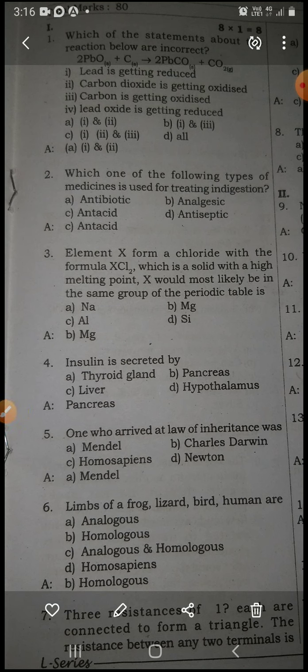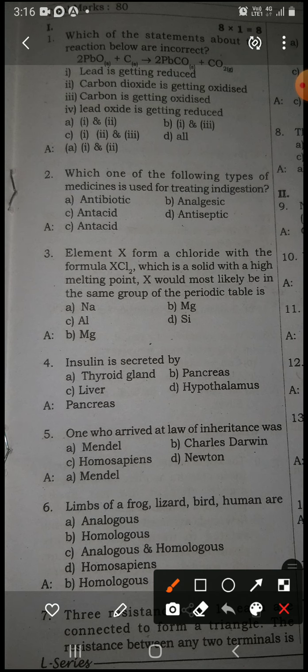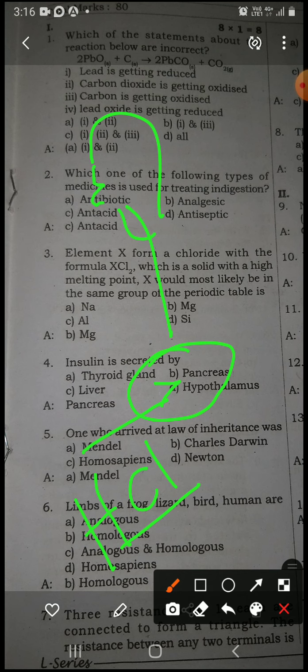Second question: which one of the following types of medicine is used for treating indigestion? You know that it is antacid, anti-acidic. Antacid is used for treating indigestion. I told you antacid is a base. In our stomach there is an acid, HCl, that is hydrochloric acid.